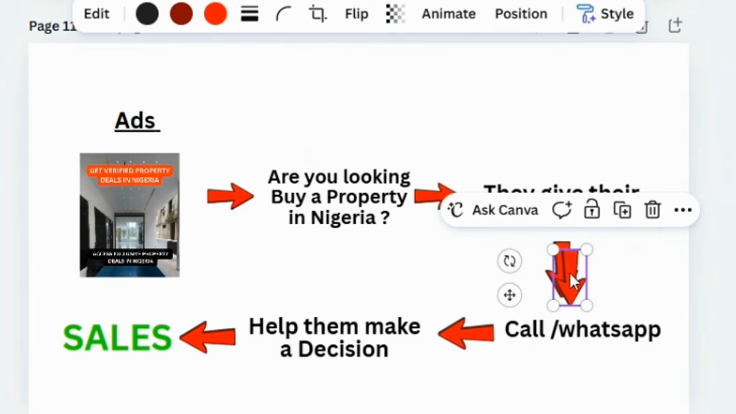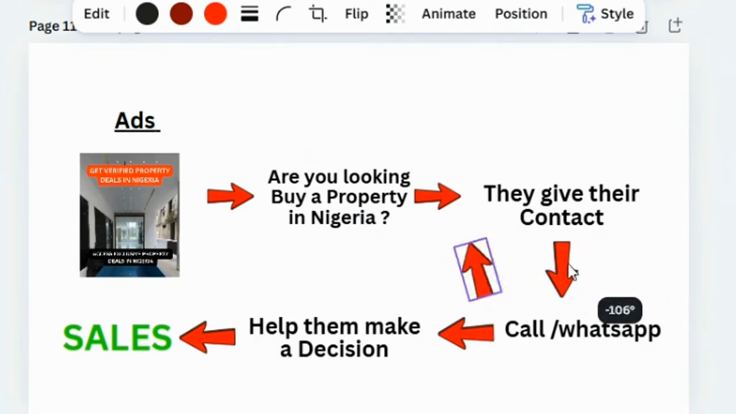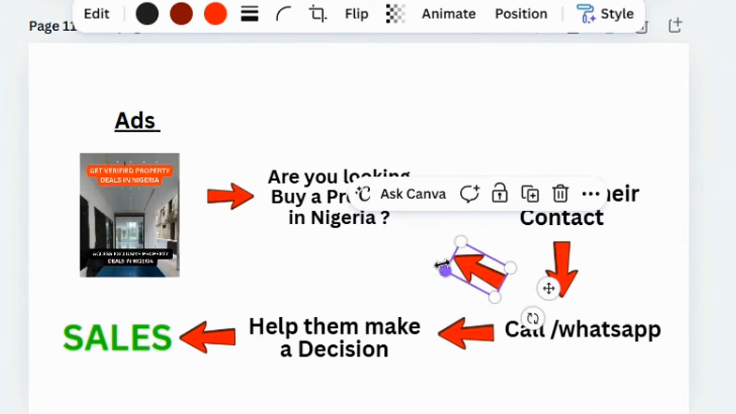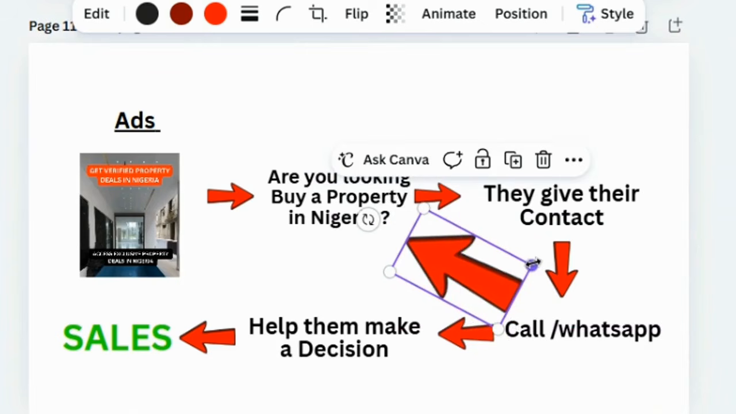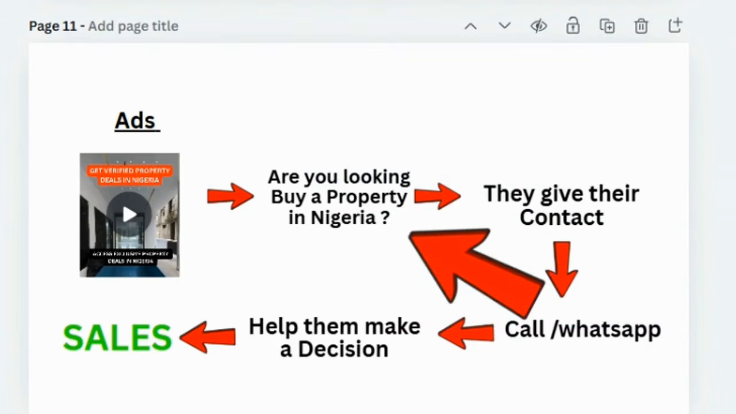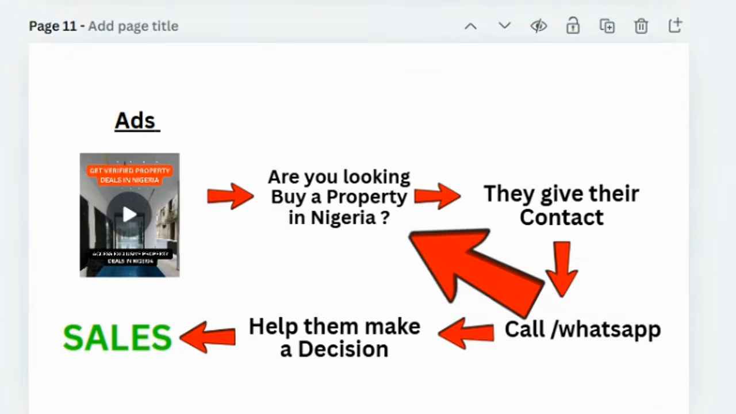Okay, so now this is where, as a realtor, you are a salesperson. This is where you call them to talk about this. In that conversation, that is where it brings in what you sell. This is where you now introduce exactly the property that fits what they want.